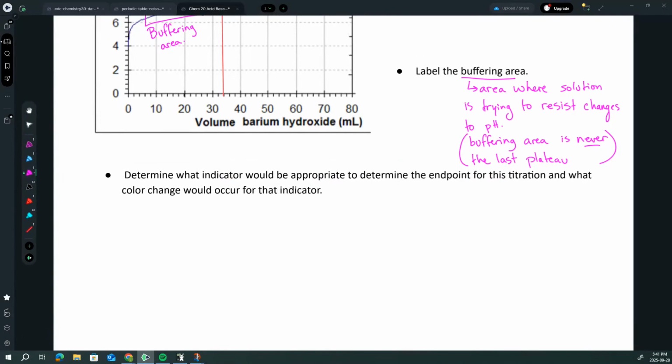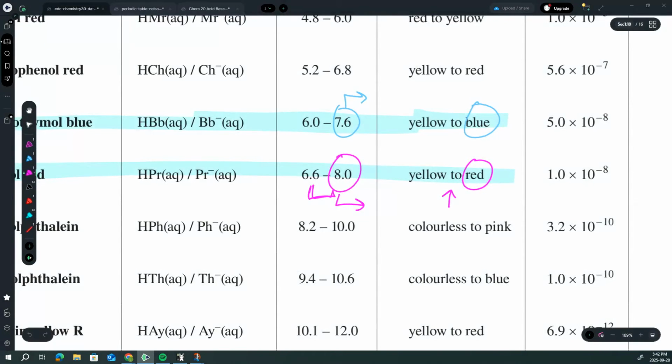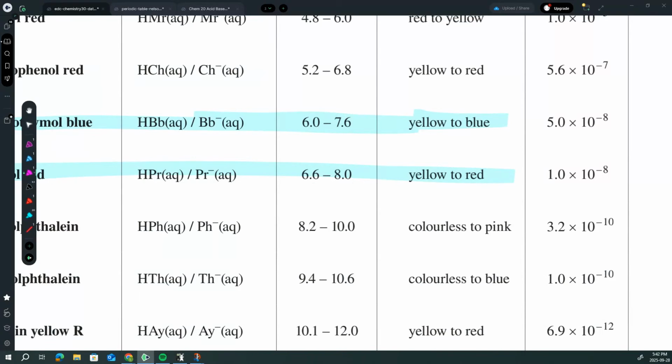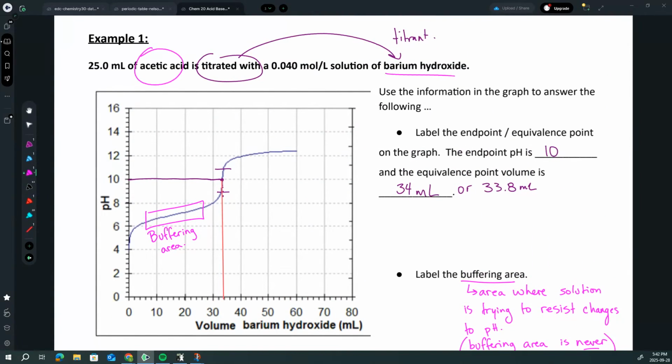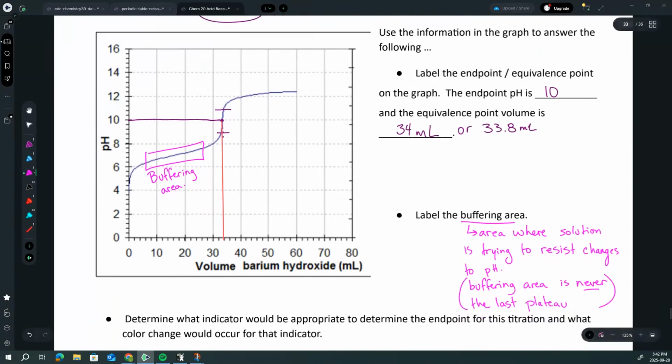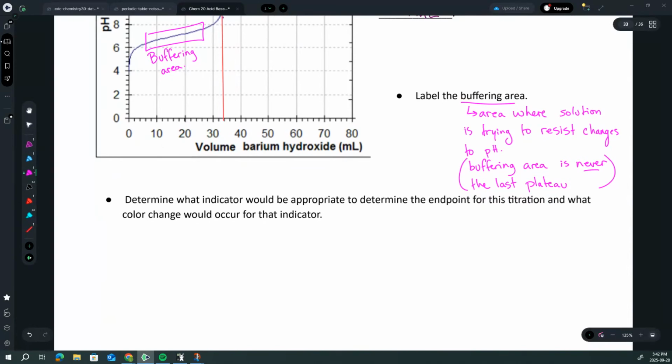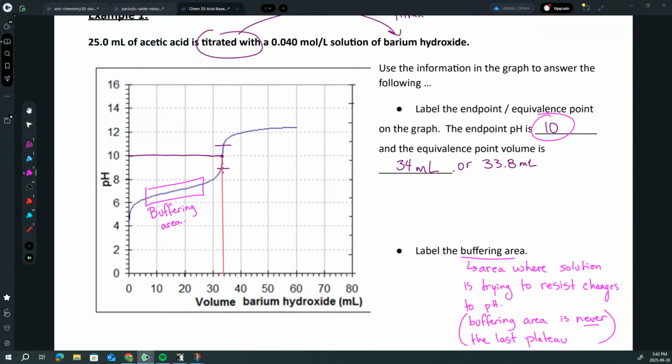Okay, and then last but not least, determine what indicator would be appropriate to determine the endpoint for this titration and what color change would occur for that indicator. All right, so our endpoint pH is at 10, so let's figure out what indicator. So by the way, if you were wondering, wait a second, I thought the teacher said that our endpoint pH is always going to be 7, because in Chem 20, our titrations always happen between a strong acid and a strong base. That's true. However, in this example, we're actually given a weak acid reacting with a strong base, so it's a little bit more of an interesting example, but it's not going to change the fact that in order to choose an indicator, we've got to figure out what indicator is going to work best with an endpoint pH of 10. So we've got to figure out which indicator has 10 right in the middle of its range.